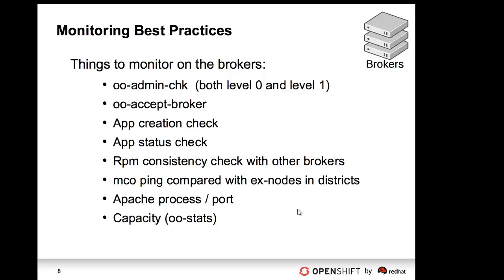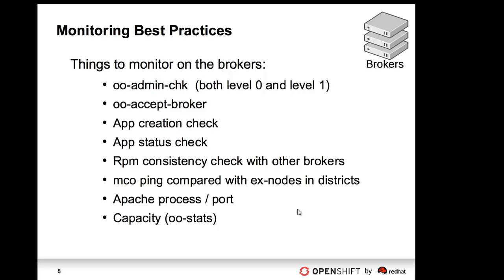So OOadmin check. What OOadmin check does is it does a consistency check between what's in Mongo and what's on the X nodes, or nodes. Sorry, we call ours X nodes, so execution nodes. What it does is it makes sure that anything that's in Mongo is also on the nodes, and anything that's on the nodes is also in Mongo. It also does a bunch of other checks, like it makes sure that the SSH keys are properly deployed in the gear like they should be, and different things like that.